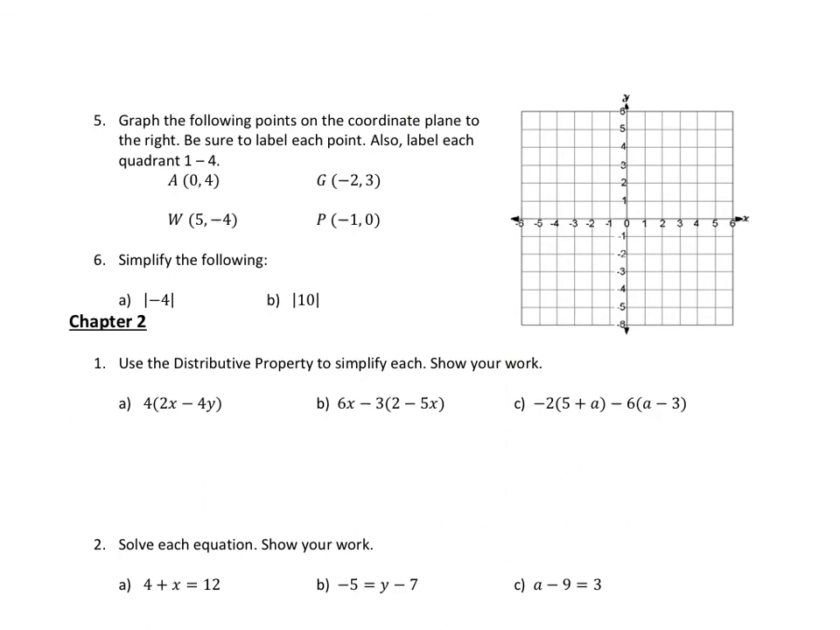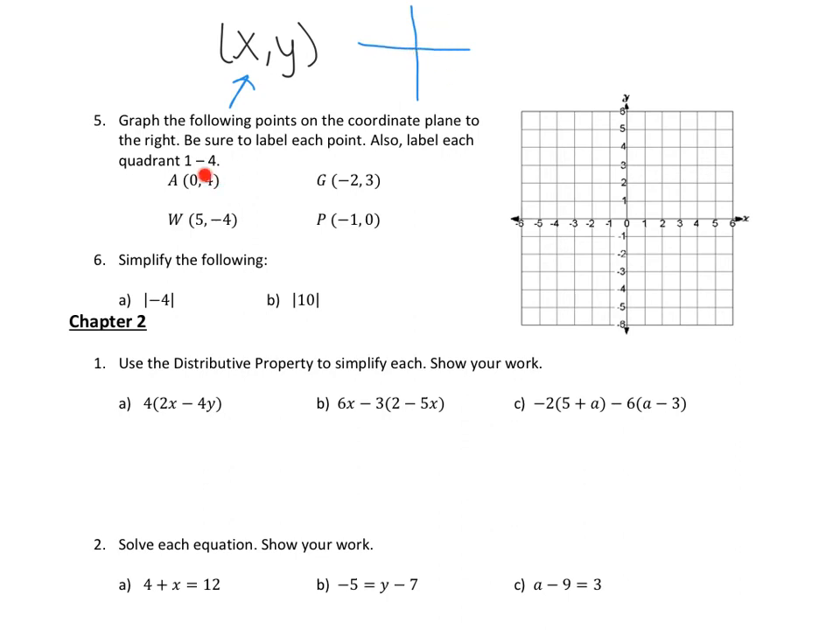And to finish off chapter 5, graph the following points on the coordinate plane. So in a coordinate, x, y, the x tells you to go left or right. So if your x is positive, you're going to go right. If your x is negative, you're going to go left. The y, the second number, tells you to go up or down. So first you're going to go side to side with the x, and then you're going to go up and down.